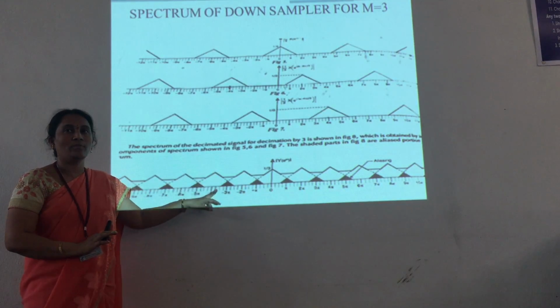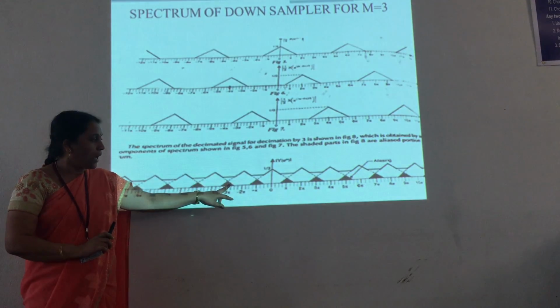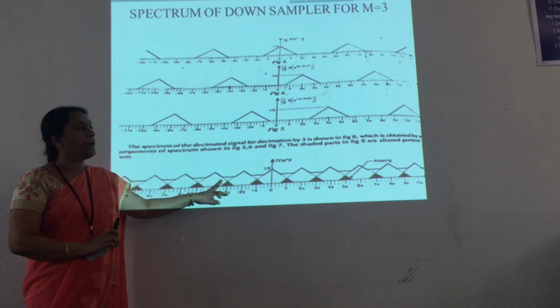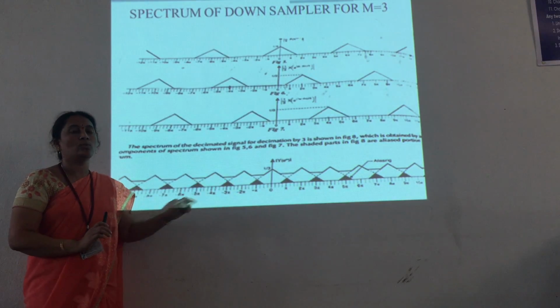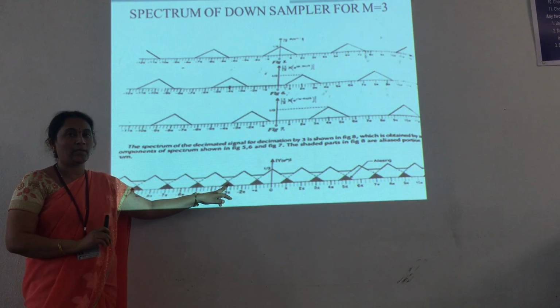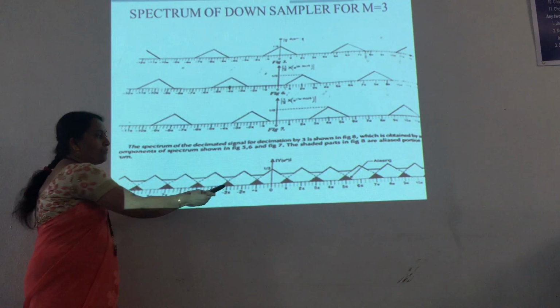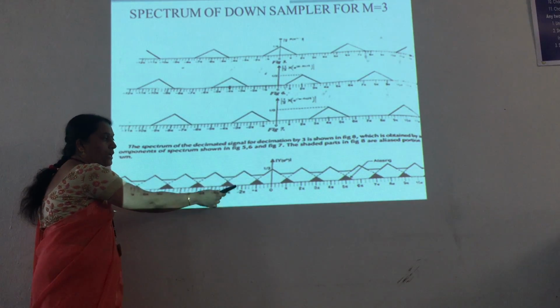So now my question for students is how to avoid this aliasing portion from the output spectrum of the downsampler for M equal to 3. See, generally we can avoid aliasing using low pass filters only. Which filter is used, and what is the cutoff frequency of that filter? Our aim is to avoid this aliasing portion, so we have to remove it.